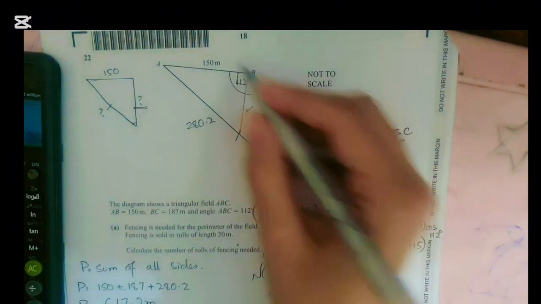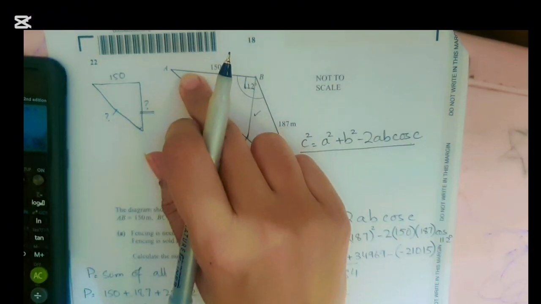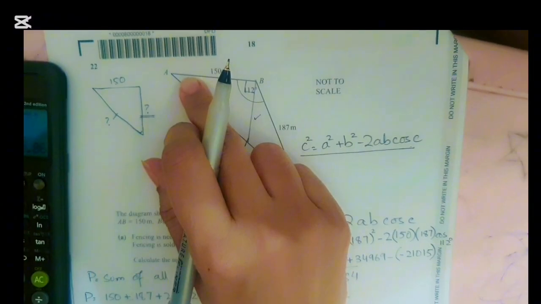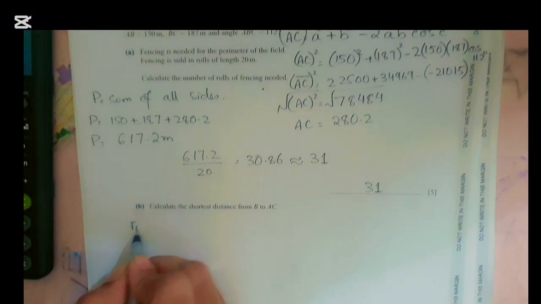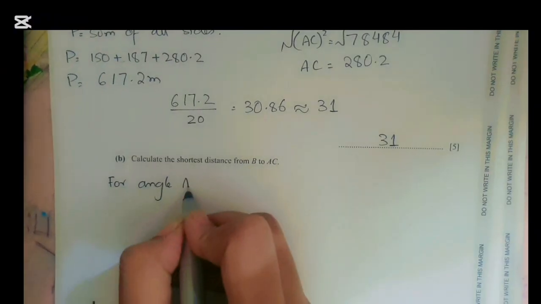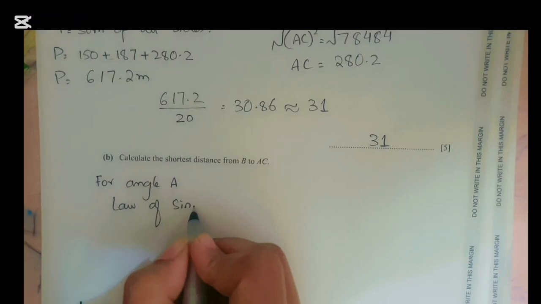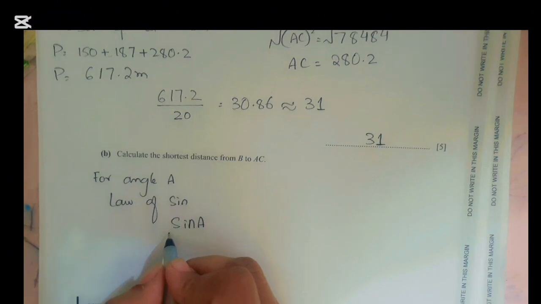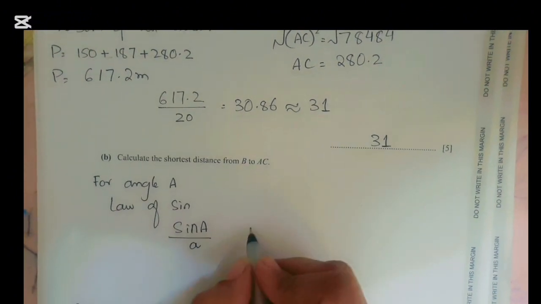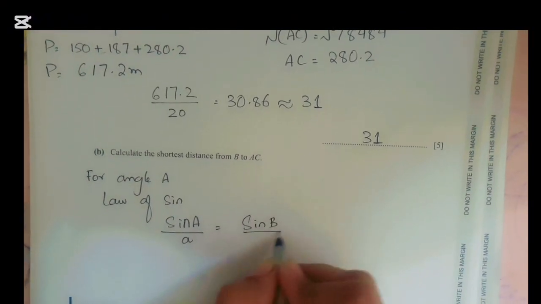So I am using this information, first of all this larger triangle, to find this angle. For angle A, I am using the law of sine. This is angle A. The law of sine is sine A upon a is equal to sine B upon b. This is our formula.